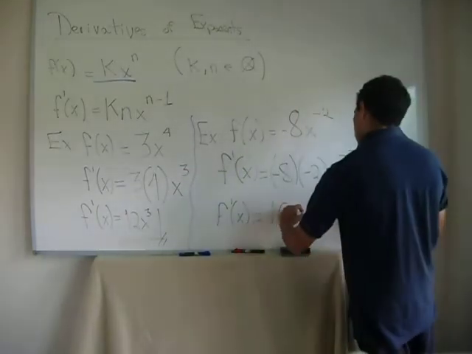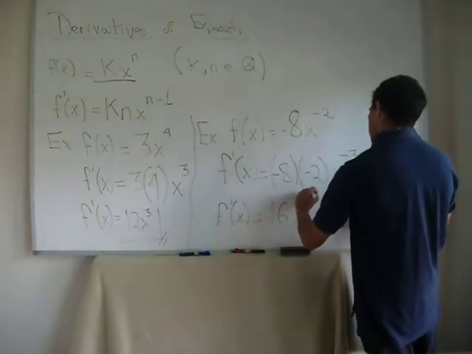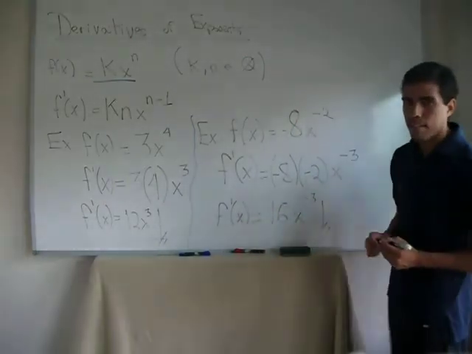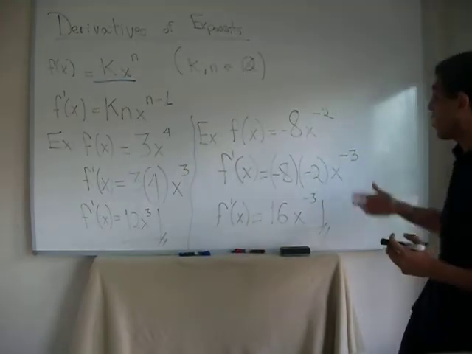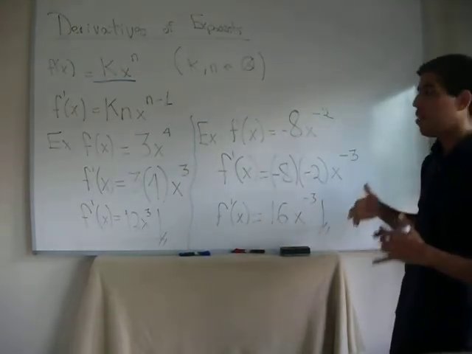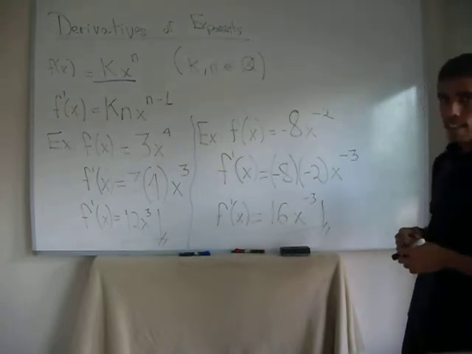16x powered to minus 3. And there you go. That is the solution for the exercise. You see, there's nothing to be afraid of if the exponent is negative. If the constant k is negative, there's nothing to be afraid of. The rule remains exactly the same.